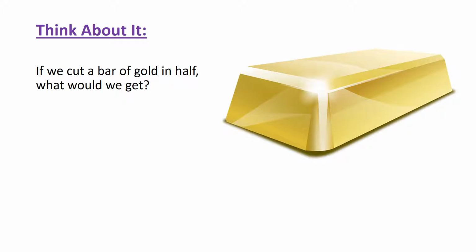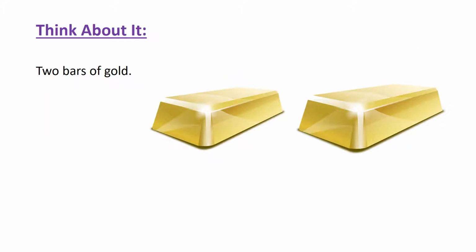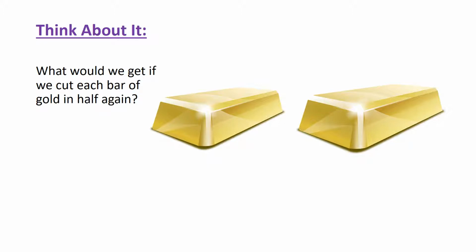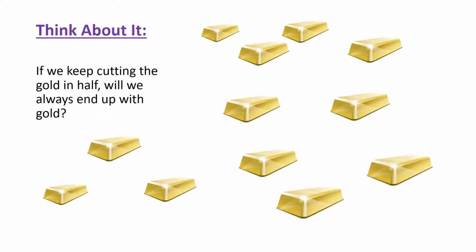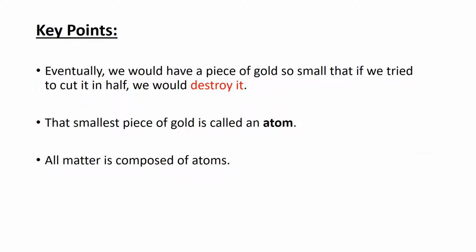If we were to take a bar of gold and cut it in half, what would we get? We'd get 2 bars of gold. What would we get if we cut each of those bars of gold in half again? We get 4 bars of gold. Well, what's my point? My point is, if we keep cutting the gold in half, are we always going to end up with gold? Can we do this forever? The answer is no. We can't cut a piece of gold in half forever and always end up with gold.